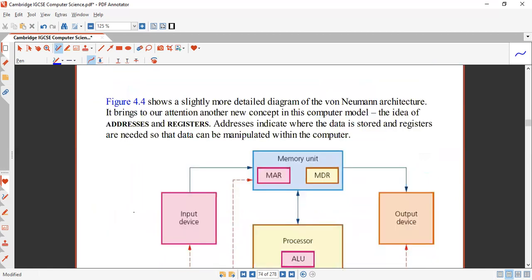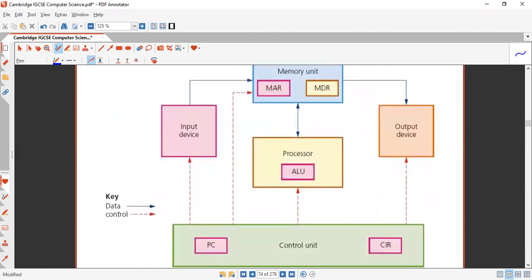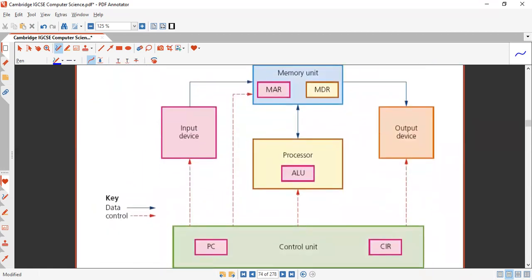Moving ahead, coming towards the detailed architecture of the Von Neumann model. Over here you can see there is an input device, a memory unit, an output device, a processor, and a control unit. The control unit has two registers in it, the program counter and the CIR. The program counter contains the address of the very next instruction that needs to be fetched, whereas the CIR contains the instruction that needs to be applied on the data.